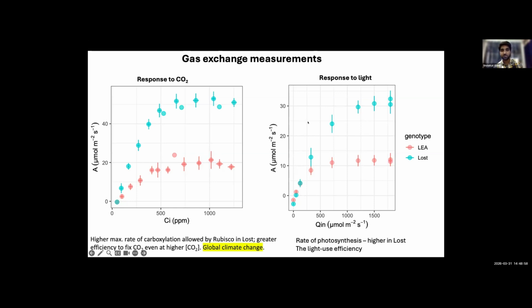Similarly, in these light response curves, we saw the photosynthetic assimilation also increase in this wild species, and it also indicates that it has higher light use efficiency as compared to the cultivated species.